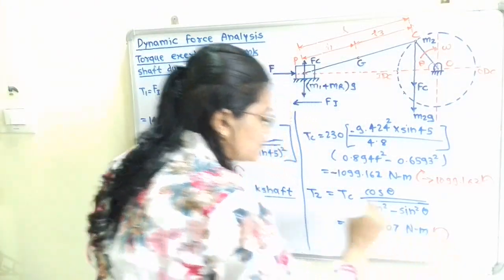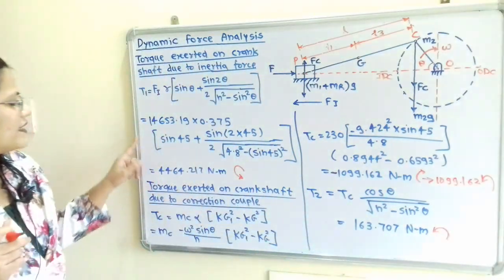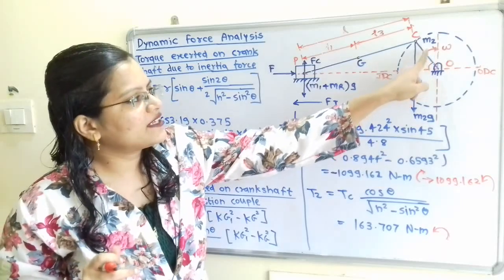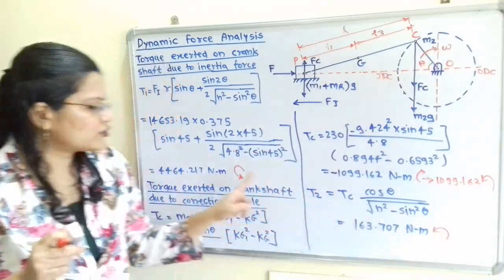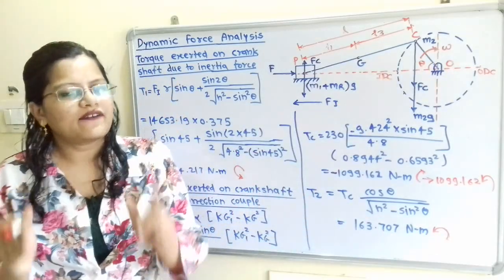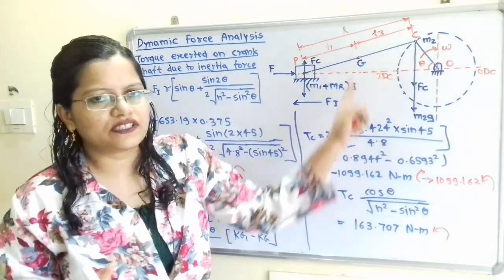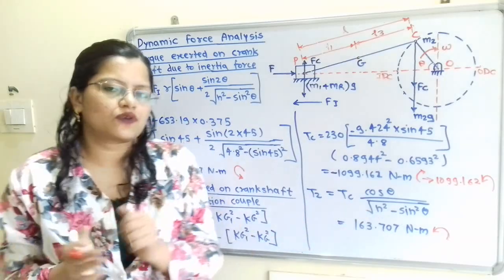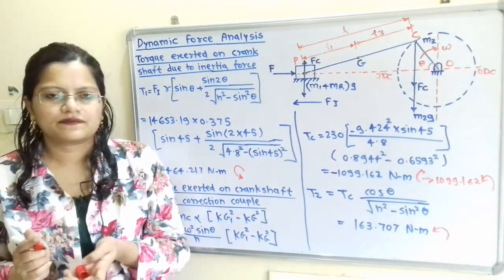So if we observe, the direction of T1 and T2 will depend on the direction of omega. When it is in clockwise direction, we have to show the opposite direction, and when it is in anti-clockwise direction, then we have to give the opposite, that means clockwise direction.